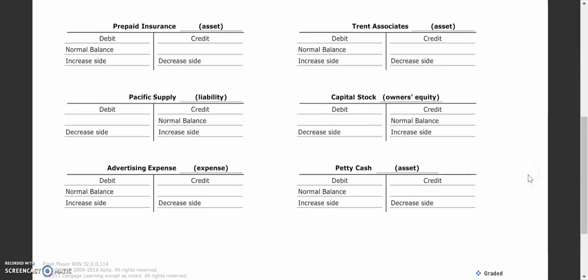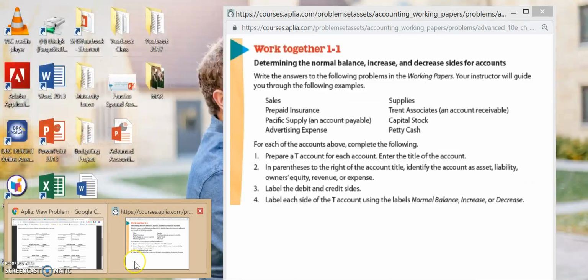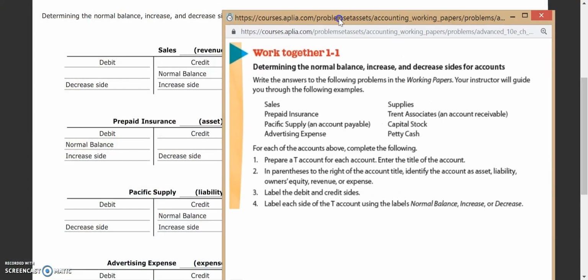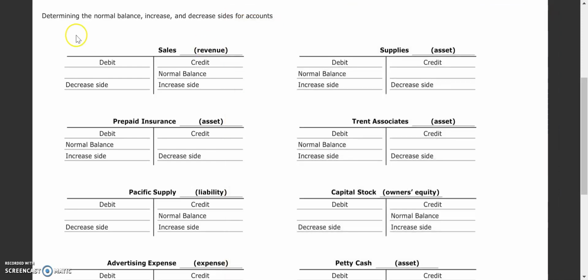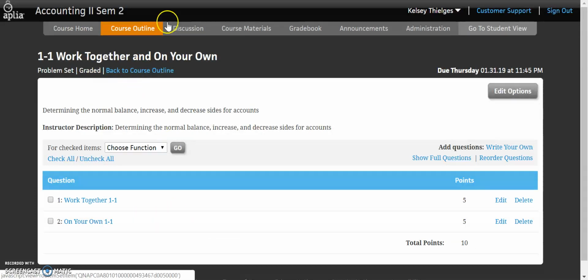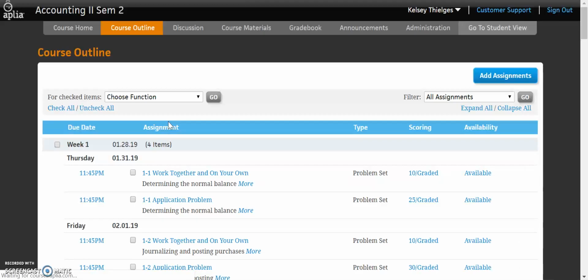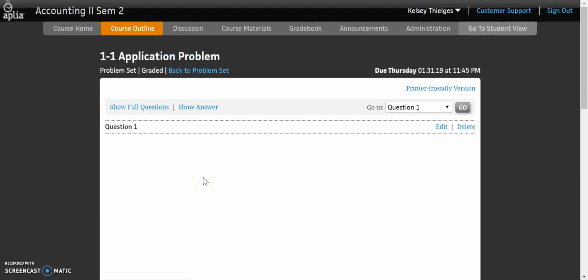So hopefully that was a very simple little review for you to get used to having to open up these other instructions that we'll be using quite a bit. So you can head over and do this on your own, and then there is a similar one for the application. I'm just going to show that to you really quick because it looks a little bit different than what we just did, but it is still essentially the same thing.